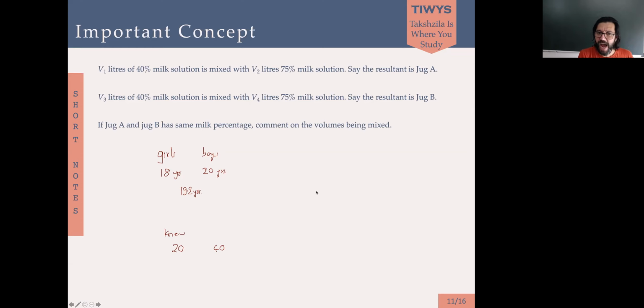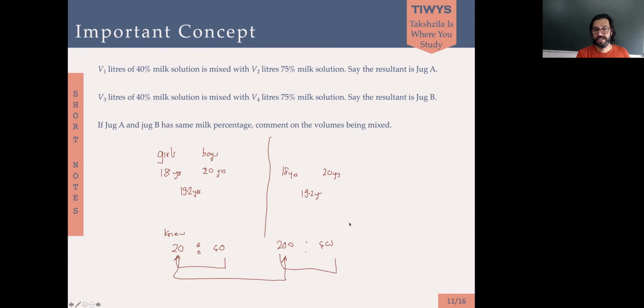Then I compared this with the same 18 years and 20 years, but the boys and girls were not 20 and 40, they were 200 and 400, if you remember. And what did I get as the age? I again got 19.2 years. So remember, the numbers of girls are not equal in the two situations, but the ratio is the same. I hope you got this idea, right?